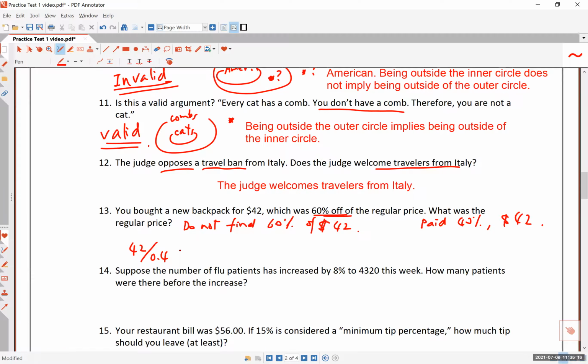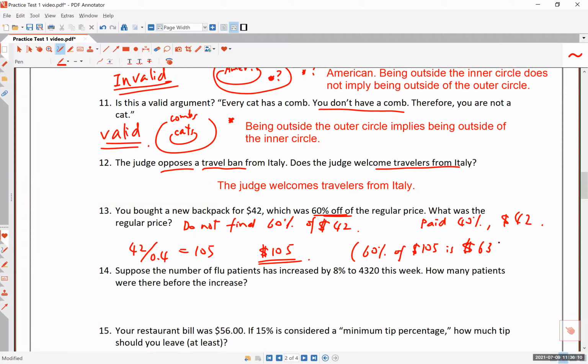So the answer is $42 divided by 0.4. Okay, this is the only way to get this answer. You have to divide 42 by 0.4. And so you get 105, and this is the correct answer, $105, 60% off. And by the way, 10% of this is 10.5. Okay, so you can check this answer. 60% of 105 is what? You can do this on your calculator because you are allowed to have your calculator on your exam.